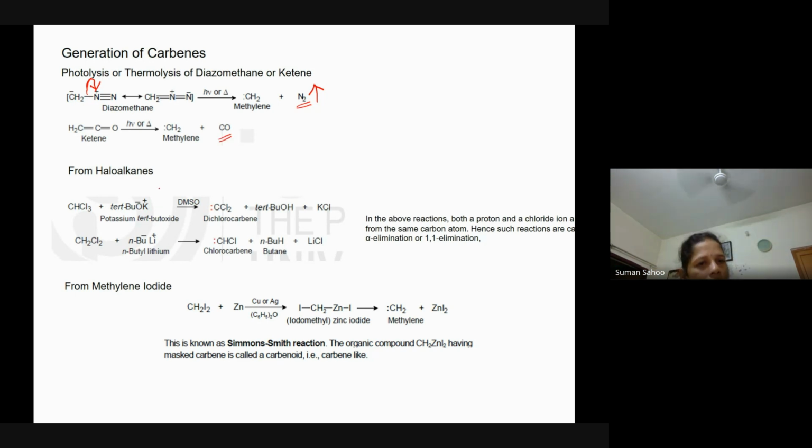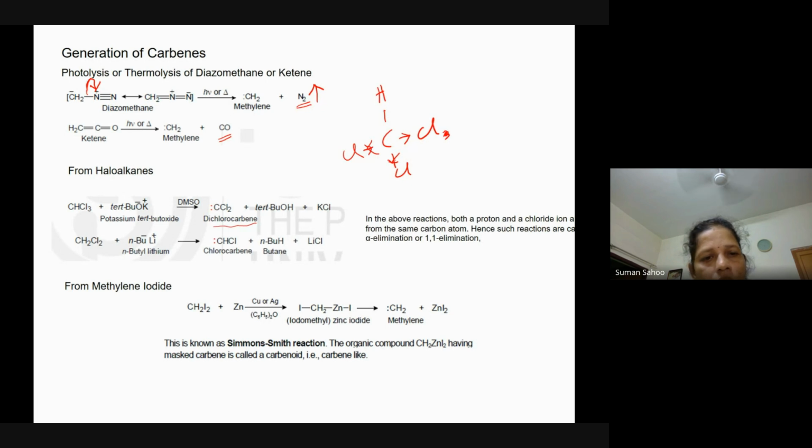Next, from haloalkanes. When we treat chloroform with potassium tertiary butoxide, a strong base, it removes the proton, because this proton is acidic. You cannot remove this proton from methane, but it is acidic here because of the presence of three electronegative chlorine groups. So this proton is removed by a base to give first CCl3 minus, which then goes on to give dichlorocarbene. You can even use n-butyl lithium also.